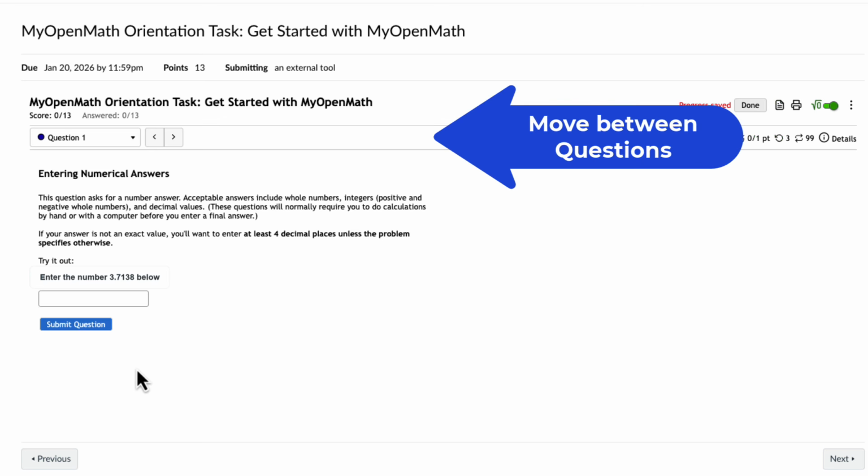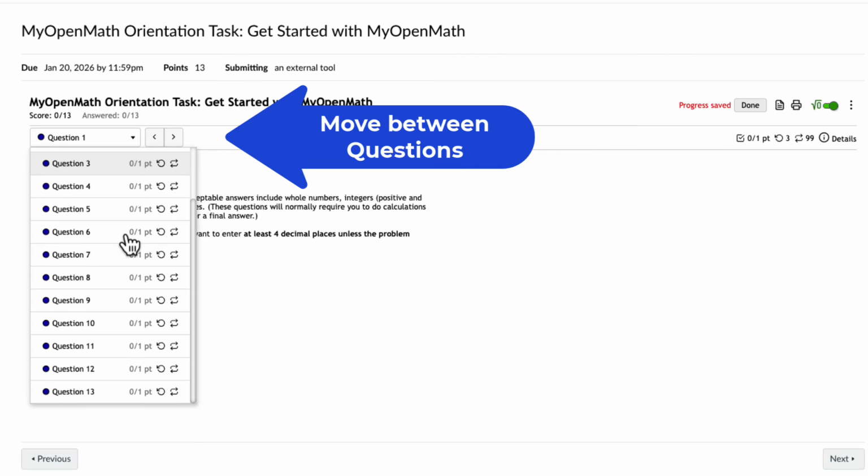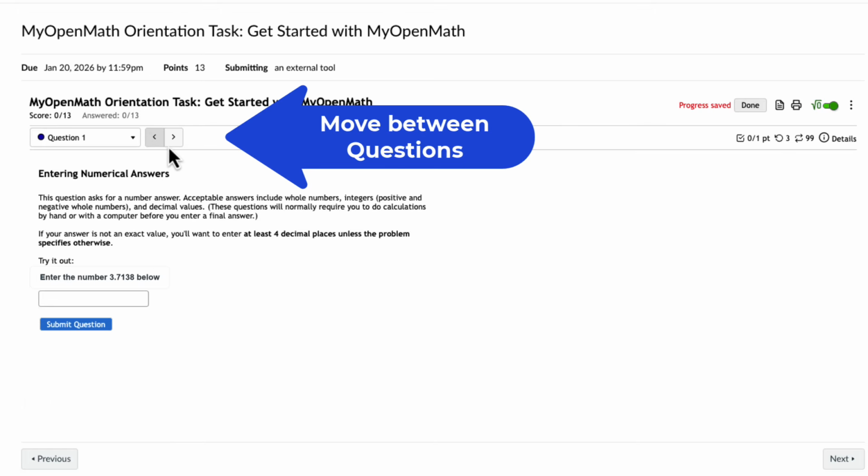Toward the upper left-hand side, you'll see a pull-down menu with the questions listed on it. This allows you to access the instructions at any time, plus see all of the questions on the assignment. It looks like this assignment has 13 questions. You can move between questions by simply clicking on each question in the pull-down menu, or by using the left and right arrows just to the right of the pull-down menu.